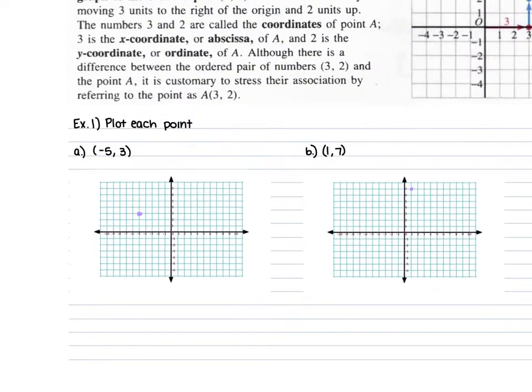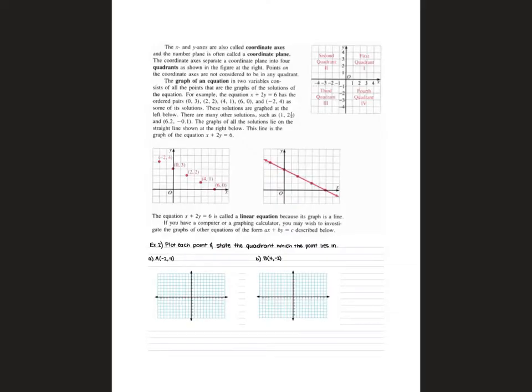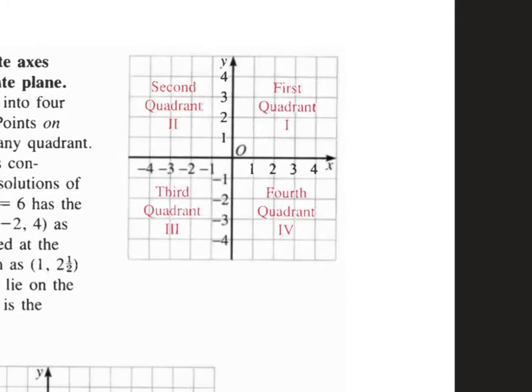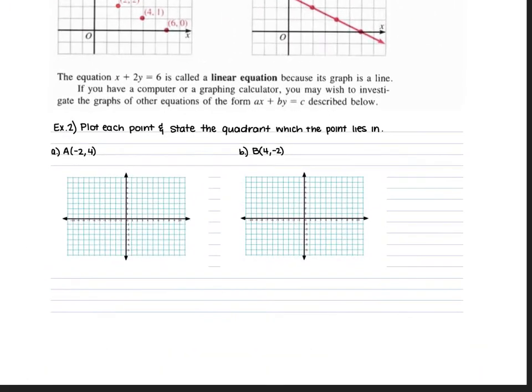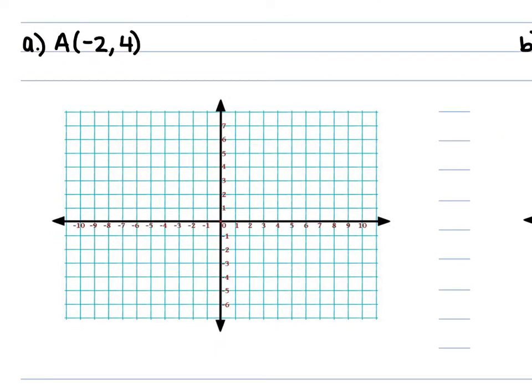For our next set of examples, we are also telling what quadrant they lie in. So we want to start with the first quadrant, that is on the top right, then second, third, and fourth. These go counterclockwise, so the opposite way that a clock runs. So with these, we are plotting the points, labeling them, and telling which quadrant they lie in.